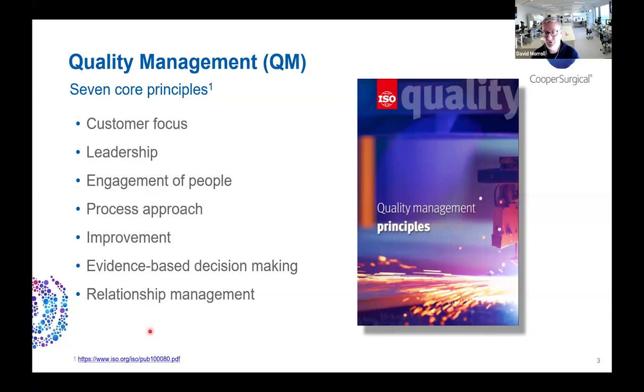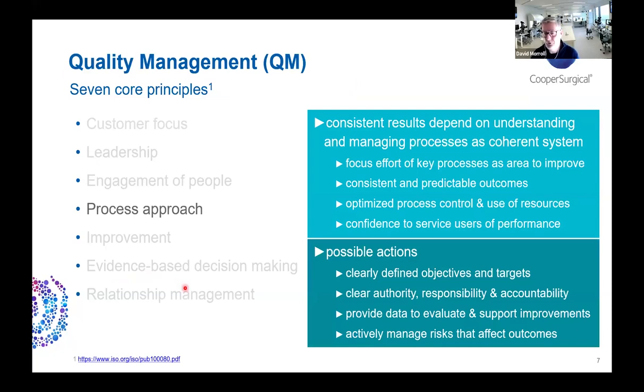And for the purposes of today, we're going to focus on these 3: the process approach, quality improvement, and the use of KPIs in that, and also evidence-based decision making, which is the crux of what we're aiming to do when we talk about quality control and use of KPIs. So let's look at process first.